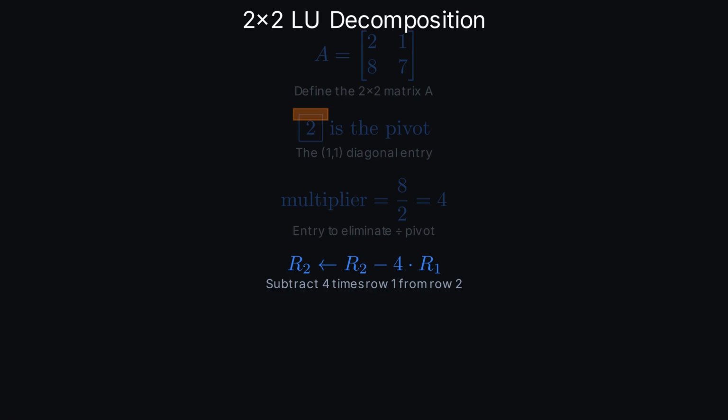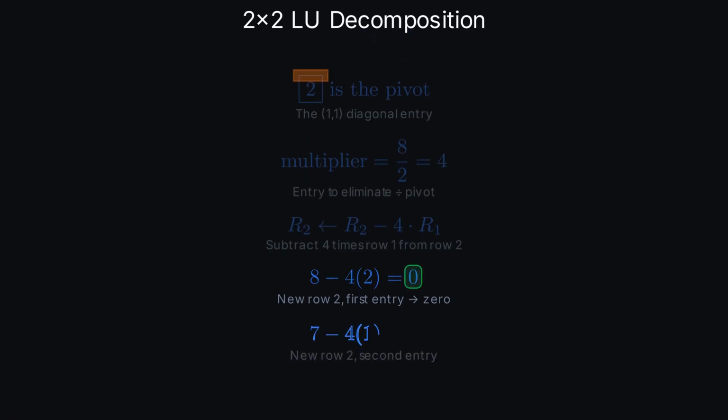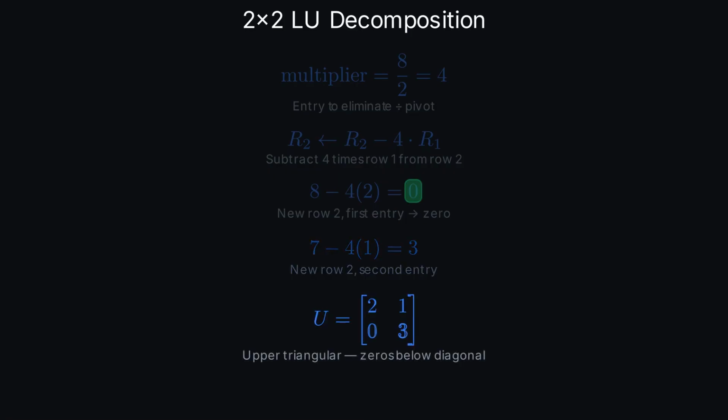Now subtract 4 times row 1 from row 2. For the first entry of the new row 2, 8 minus 4 times 2 equals 0. For the second entry, 7 minus 4 times 1 equals 3. The result is U. First row 2, 1. Second row 0, 3. This is upper triangular. All entries below the diagonal are 0.